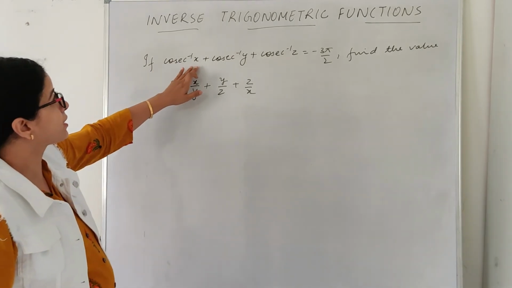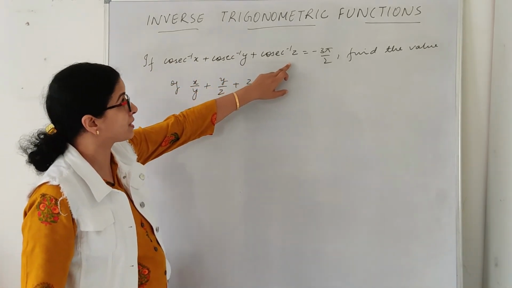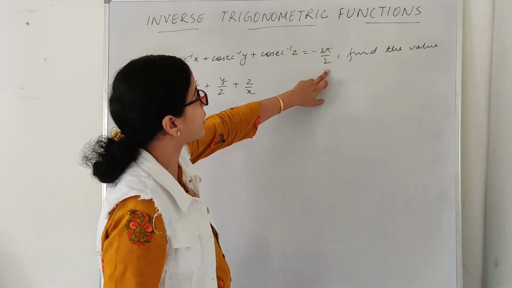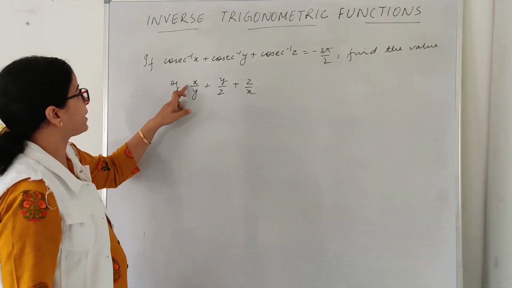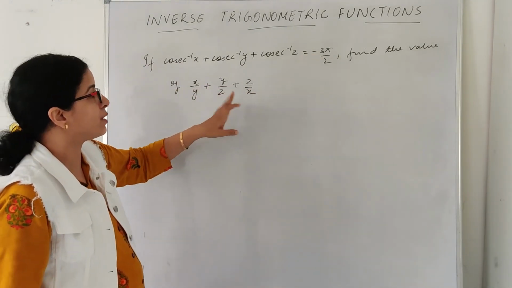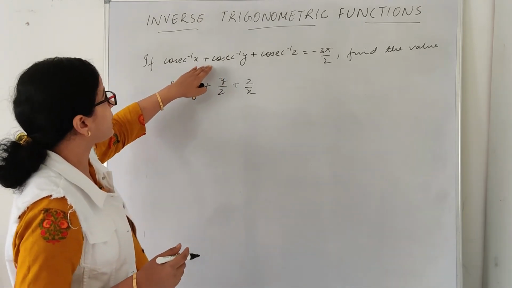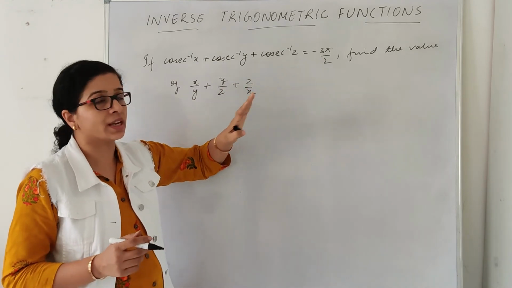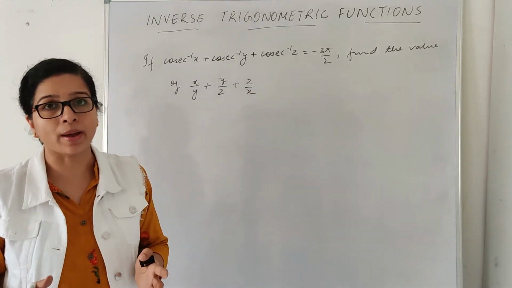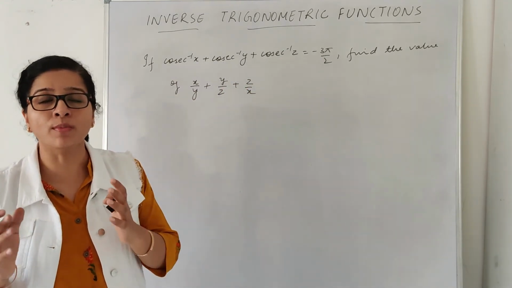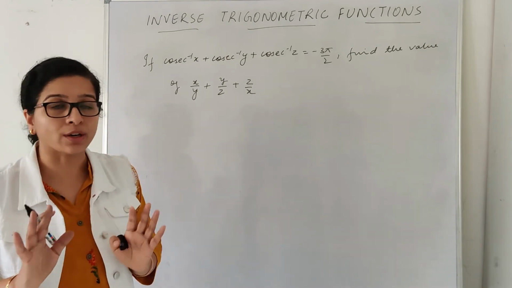If cosec inverse x plus cosec inverse y plus cosec inverse z is equal to minus 3 pi by 2, find the value of x upon y plus y upon z plus z upon x. Right? So guys, as we know, the minimum value of cosec inverse is minus pi by 2 at x is equal to -1. We are going to use that concept.